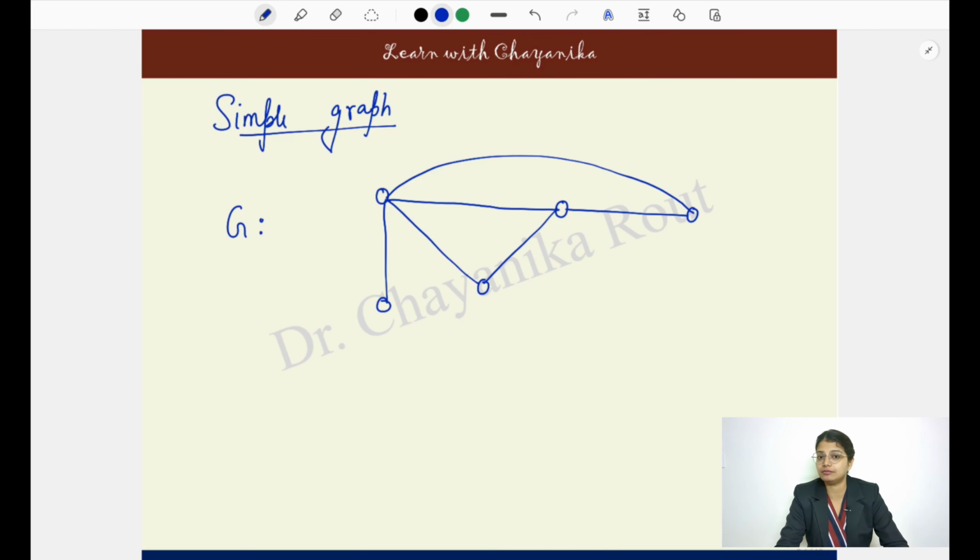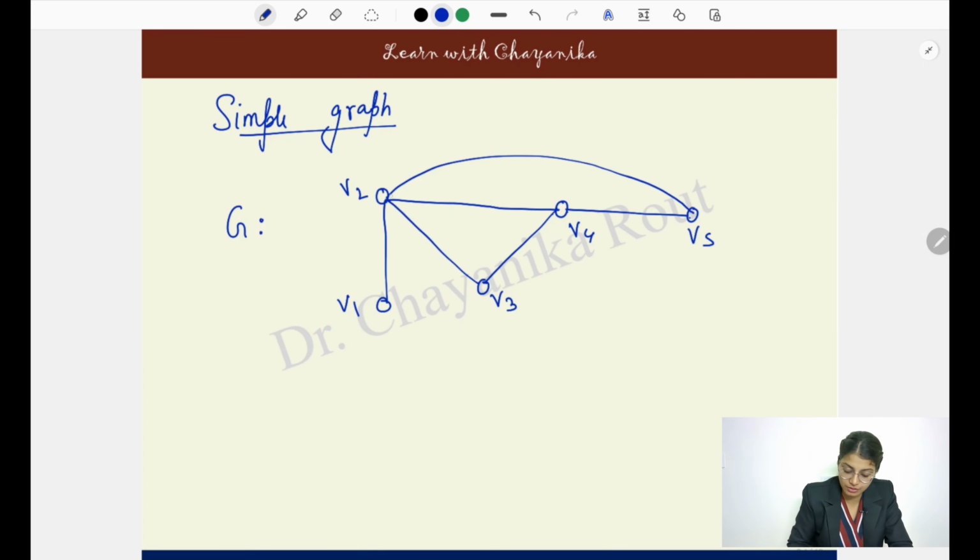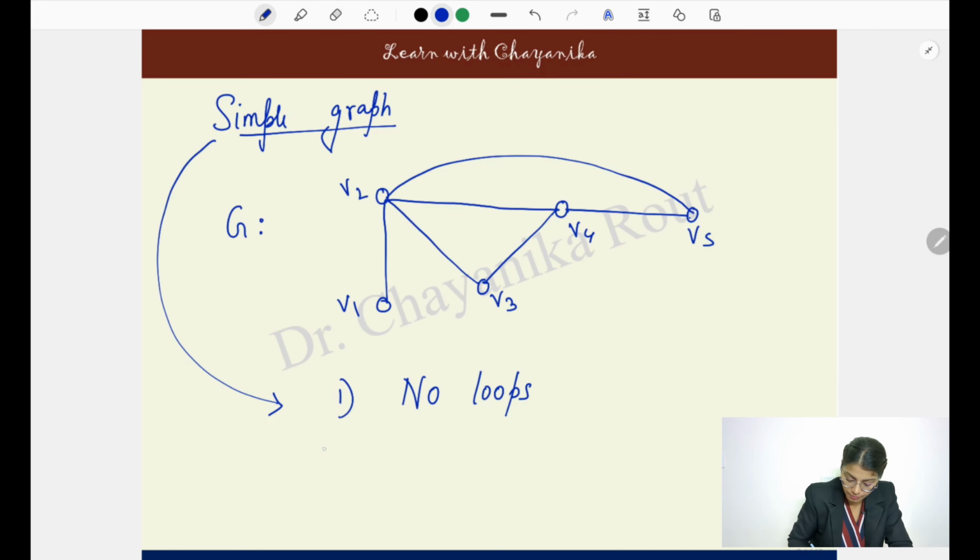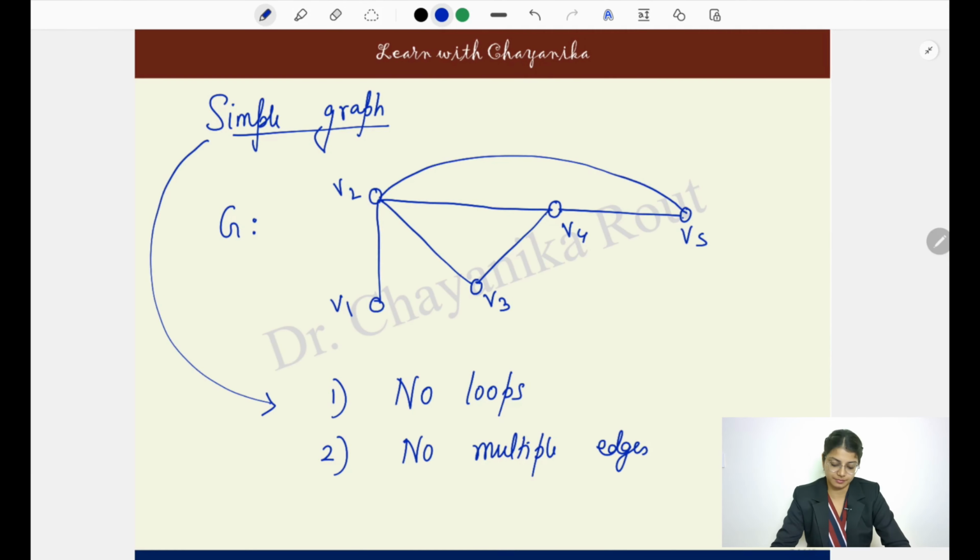You don't have any multiple edges. You have the vertices V1, V2, V3, V4, V5. Here we have only one edge between the vertices V2, V5, only one edge between the vertices V2, V4, same for V4, V5, V4, V3, V2, V3 or V2, V1. So this graph is free from loops, and this graph is free from multiple edges. That is why this graph is simple. So you should have no loops and no multiple edges. That makes the graph simple.